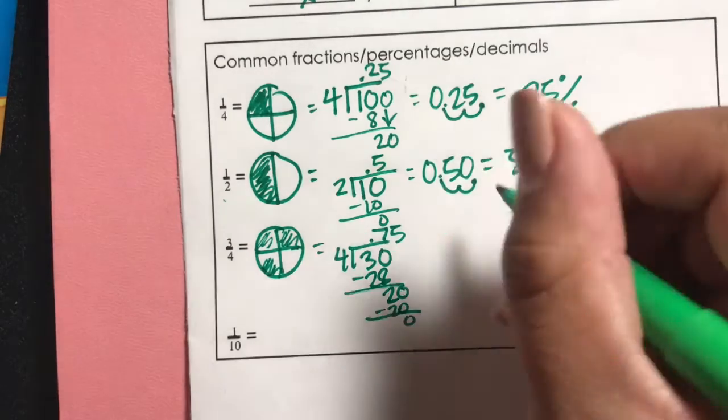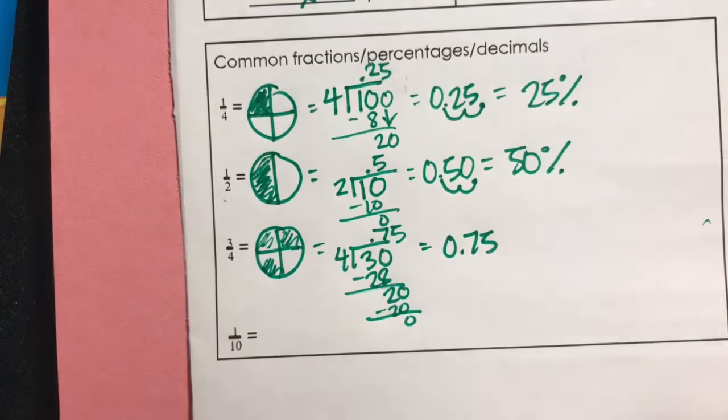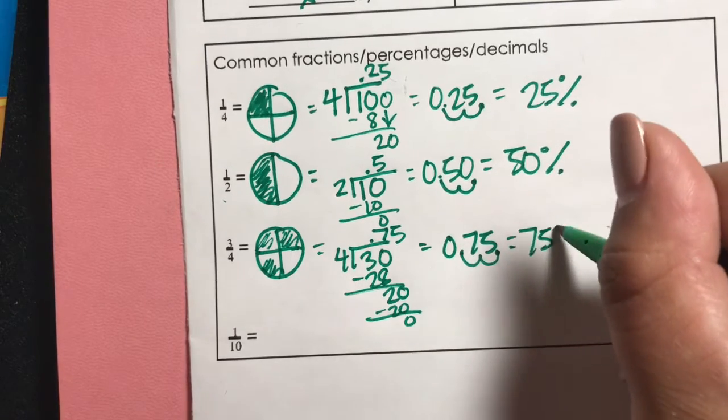So now you have 75 hundredths. If you move our decimal 2 places to the right, you're left with 75%.